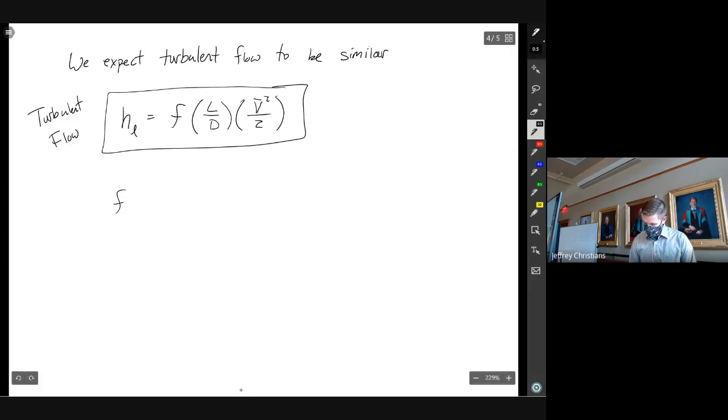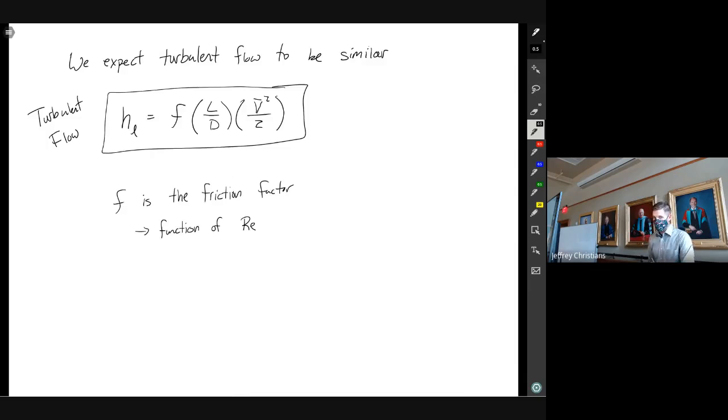So F is the friction factor. It's a function of Reynolds number, just as it was in laminar flow. And laminar flow is a super simple function of the Reynolds number. It was just exactly equal to 64 over the Reynolds number. In turbulent flow, it's a function of Reynolds number, not going to be as neat and clean.